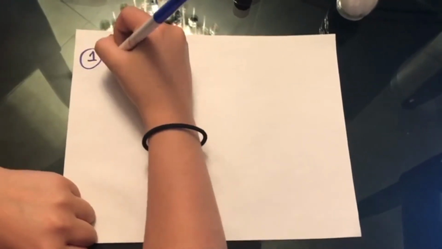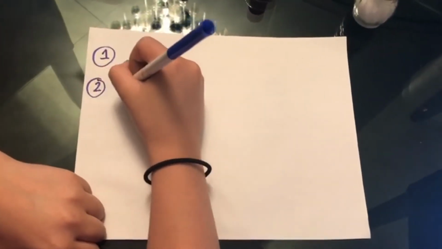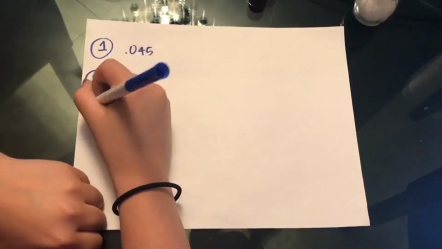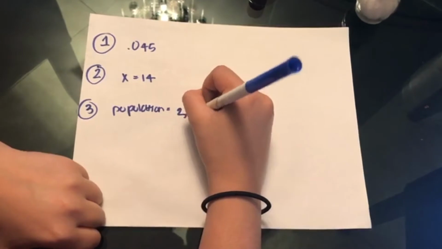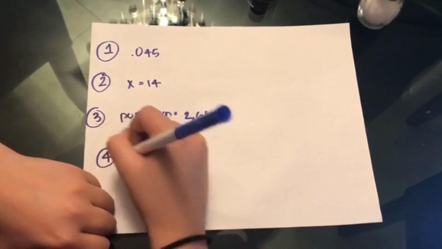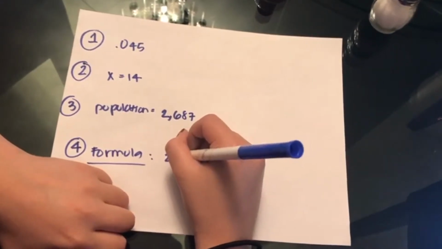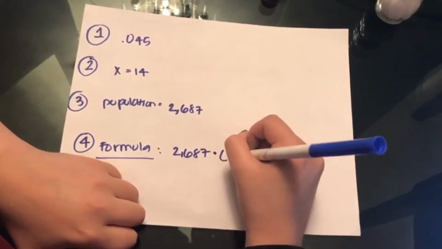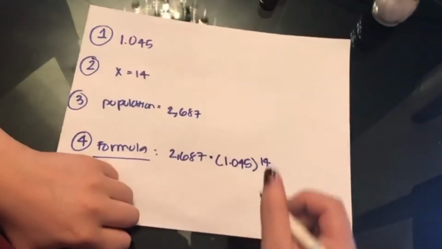First, you need to find the ratio in decimals, which is 1.045. Then you put an exponent to it, which is the difference of years. In this case, it is x equals 14. The rate with the exponent is always going to be multiplied by the initial amount of people. So this means it will be multiplied by 2,687. The equation will look like this.